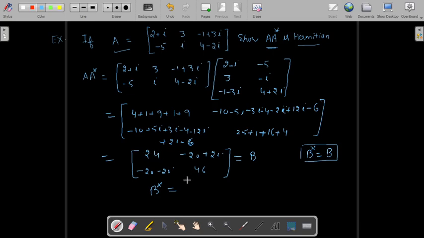When I calculate the transpose conjugate, this becomes 24, down here minus 20 minus 2 iota, this becomes minus 20 plus 2 times iota, and this is 46, and this is equal to B. So this shows that A into A transpose conjugate is Hermitian. Let us do one more example.